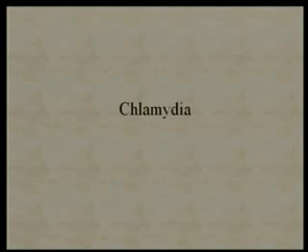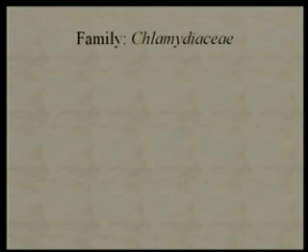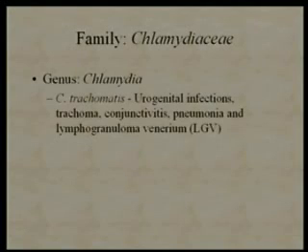The next group of organisms are called the chlamydia. And actually, these are members of the family of organisms called the Chlamydiaceae. And again, there are two genera within this family that have human pathogens in them. The genus Chlamydia, and the organism here is Chlamydia trachomatis, causes urogenital tract infections. It causes an eye infection called trachoma, a milder eye infection, conjunctivitis.